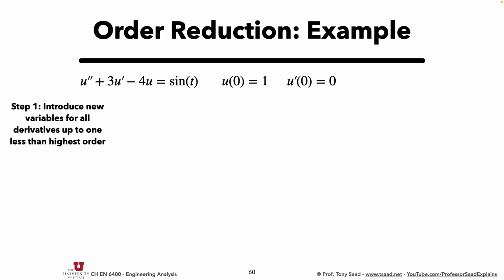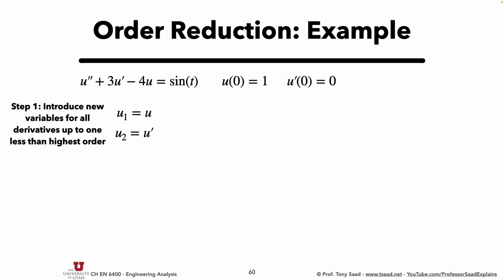Anyway, so you introduce new variable for all derivatives up to 1 less than the highest order. Okay, so for example, this is the 0th derivative, right? So this would be u. I'm going to call it u1. And then I'm going to introduce a new variable, call it u2 for u prime. You don't introduce a variable for u double prime. This is how the setup works.